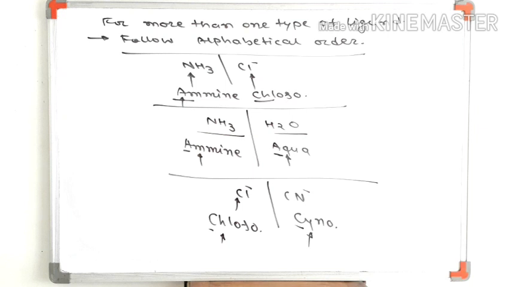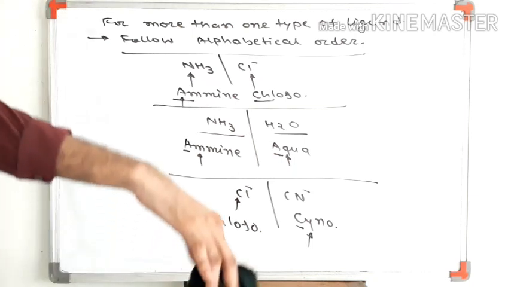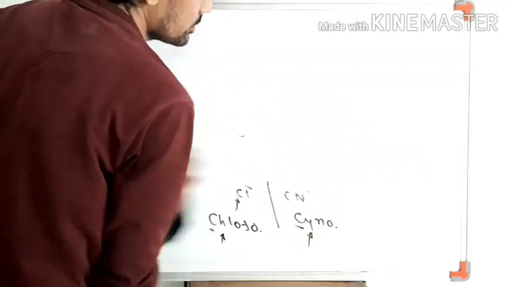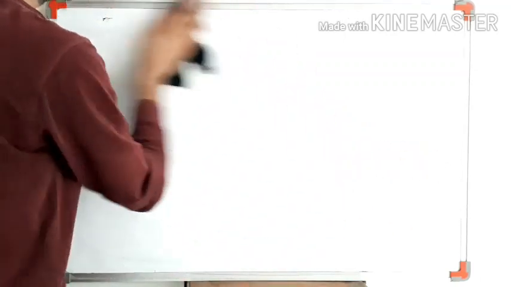These are the basic rules that you have to apply during nomenclature of coordination compounds. There is more than that, but we will discuss those points or rules during examples. Okay, let's see.